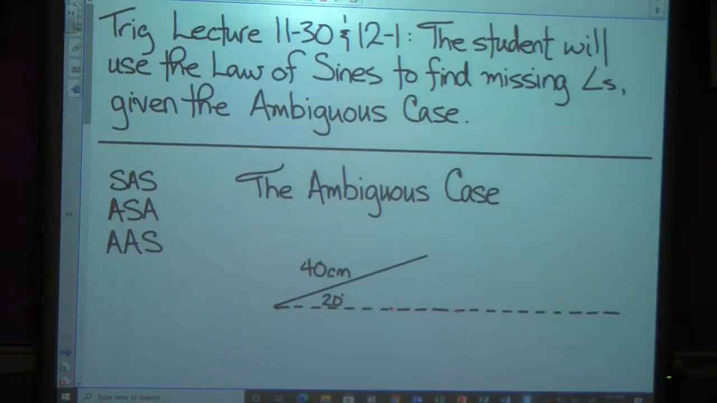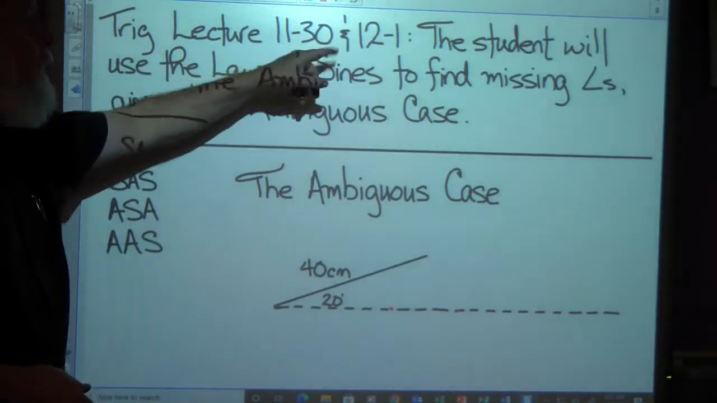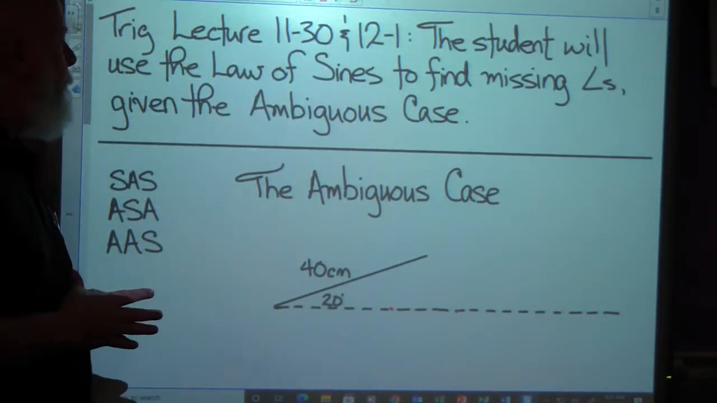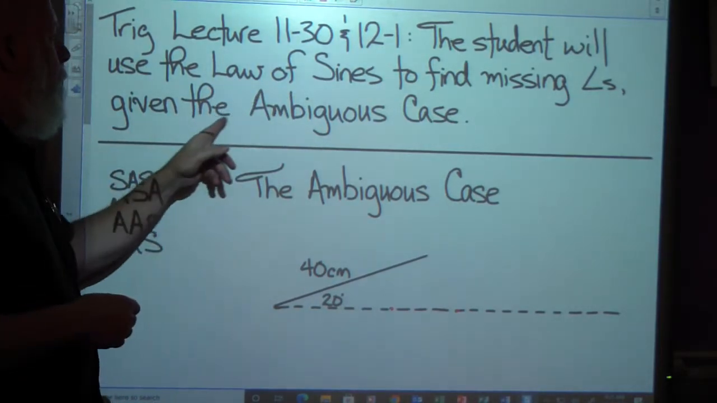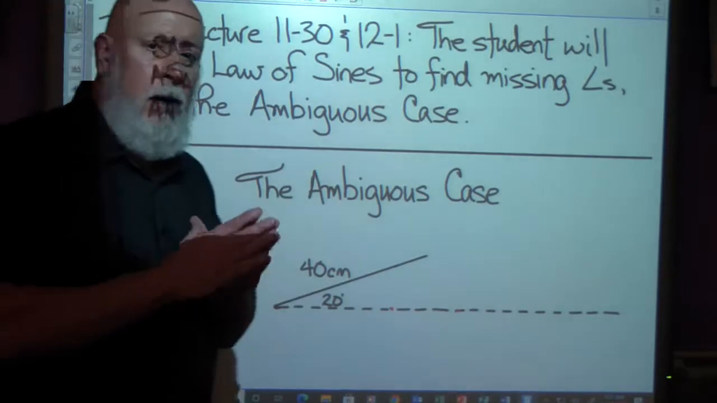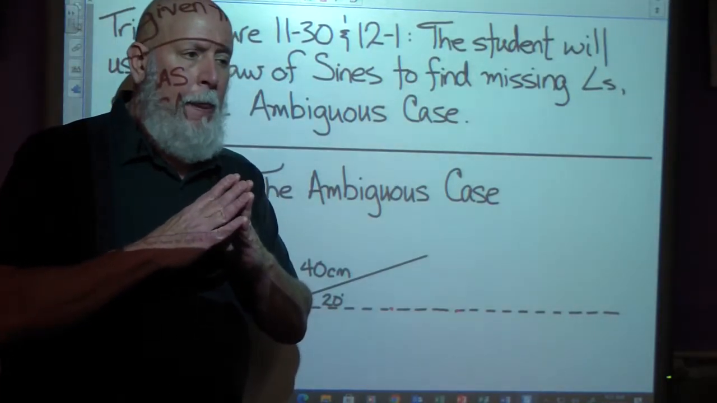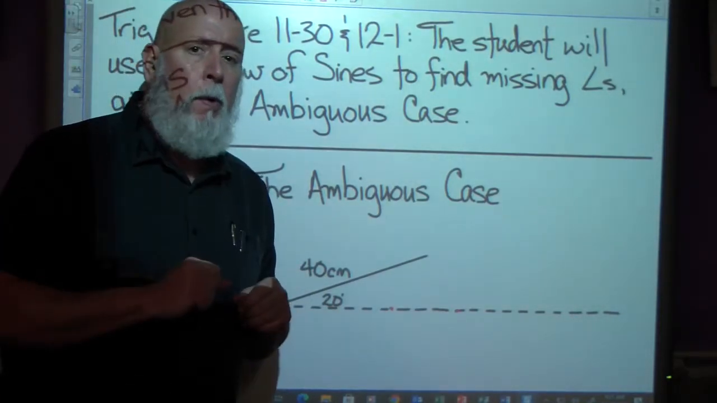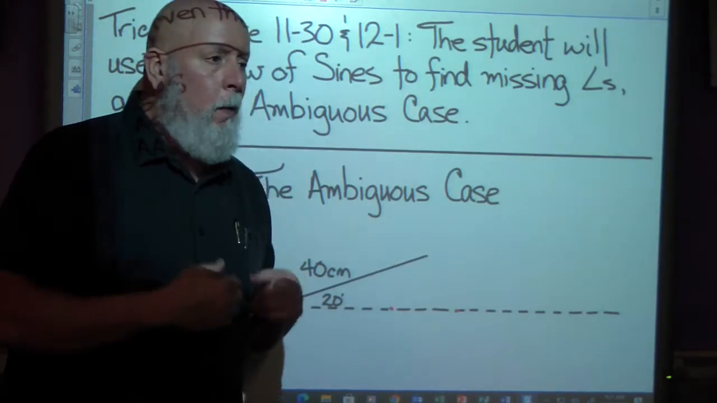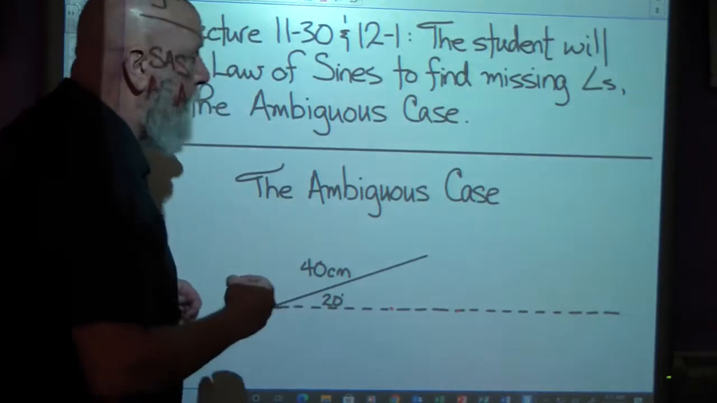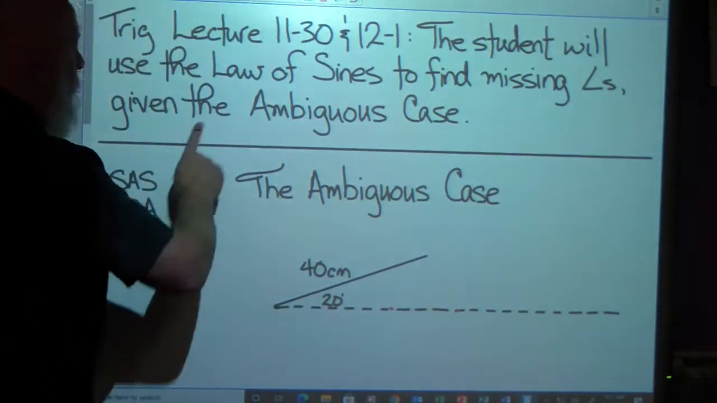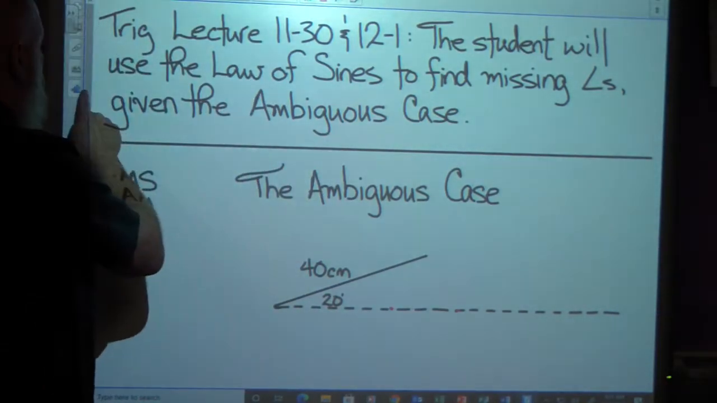All right, we're in Trig lecture 11:30 and 12:1. The student will use the law of sines to find missing angles given an ambiguous case. Now, the word ambiguous means that something can be interpreted in more than one way. In our case, there are two ways it could be interpreted, and I'm going to discuss that with you, the ambiguous case and the law of sines.